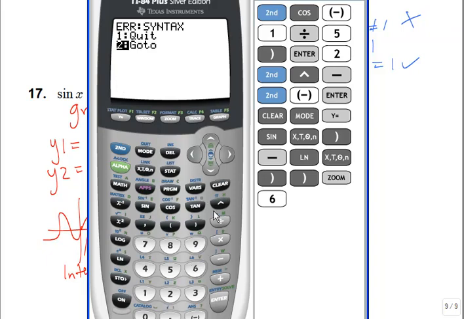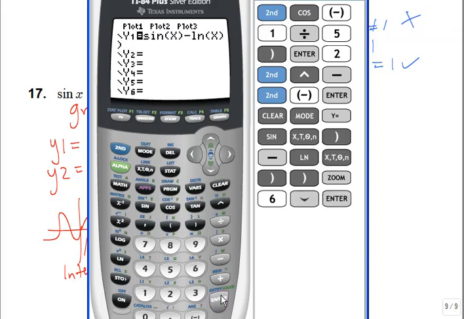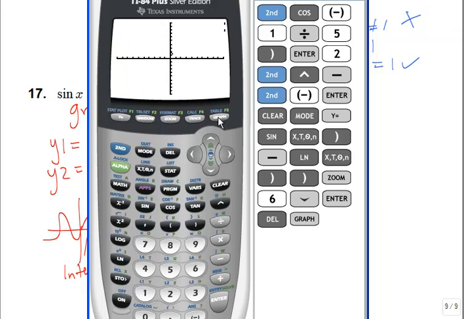Oops, I must have typed something in wrong. Let's double check. Oh, I had an extra parentheses in there, sorry. So let's hit graph. And here's what it looks like so far. Now you can hopefully see that over here it looks like I've got a 0, but we're not quite sure what's happening to the right. So you might want to expand your window a little bit to the right and make it a little larger.